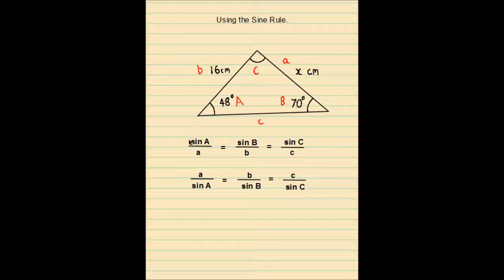Now you have two versions of the sine rule to use, but you'll always choose the version where the unknown is on top. So in this case it's an unknown length, lowercase a, so we'll choose the bottom version. And now all we simply do is substitute our values in according to the triangle that we've labelled above.